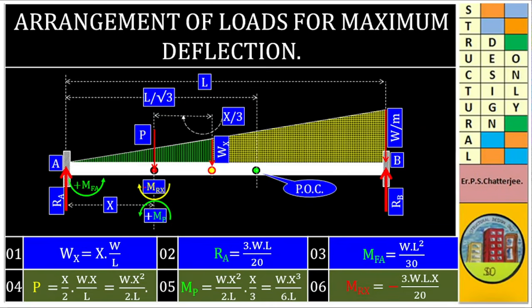MP, that is the moment due to P, is equal to W x square by 2L into x by 3, which is equal to W x cube by 6L. And the moment due to reaction RA, MRx, is equal to minus 3WL into x by 20.